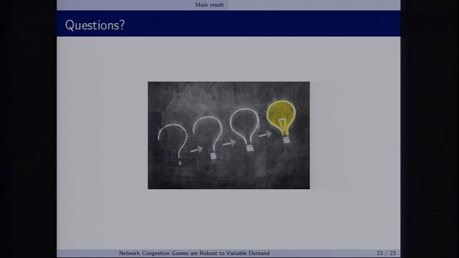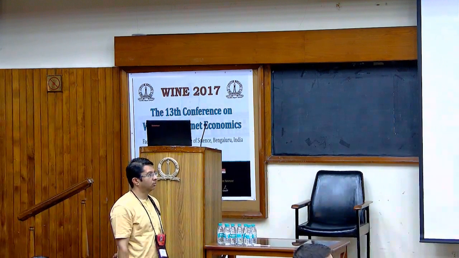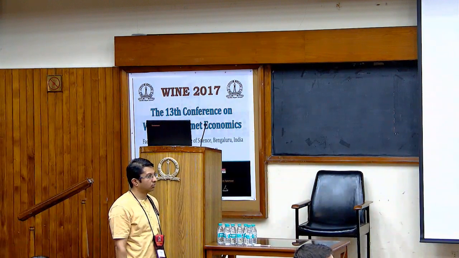So in your model, all the agents are effectively trying to minimize their expected cost. What if you try to introduce some sort of risk aversion in your specific model? Do you know if things can get better or worse? If you add risk averse agents, or let's say risk averse agents.